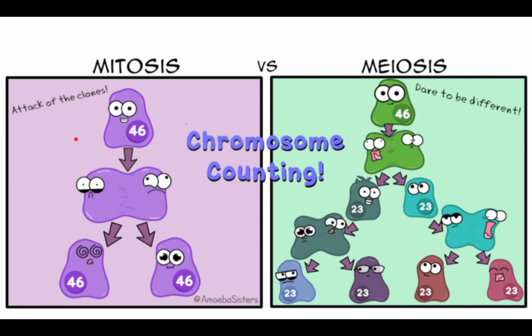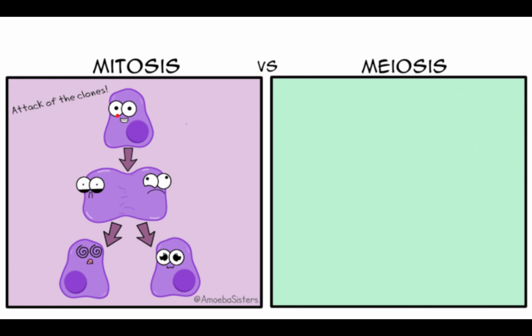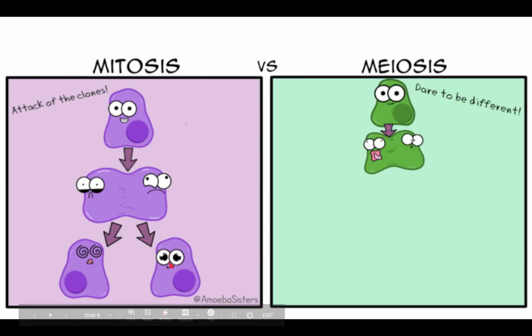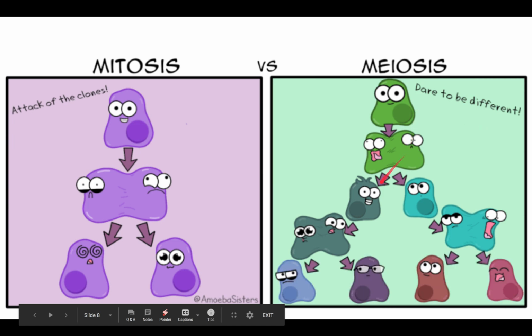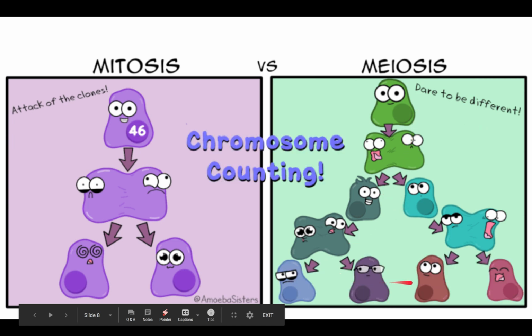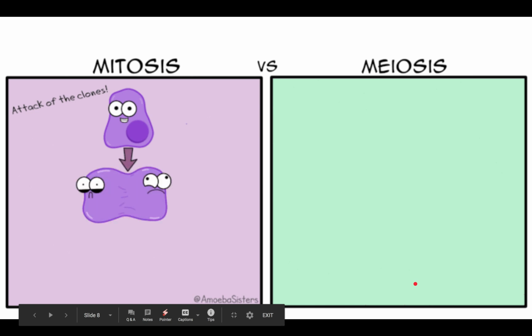On the left we have, looks like it started already. I'll wait for it to start over. All right. They say, Attack of the Clones, that when this happens, they are exactly the same. With meiosis, dare to be different. They start one way, they end with 4 different ways. The chromosomes over here, 46 to 46, starts with 46, ends with 23.